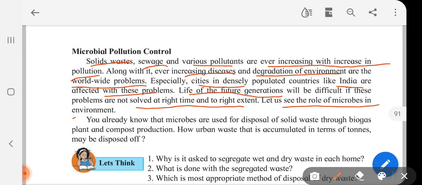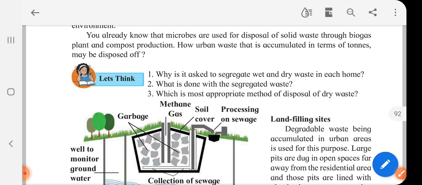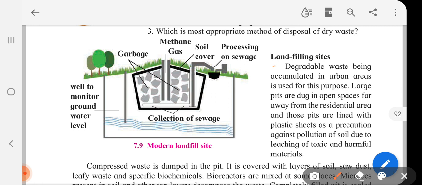Let us see the role of microbes in environment. So with increase in population, with increase in number of pollutants in our environment, and in the densely populated country like ours, cities are facing this problem of pollution on a great extent. So let us see how microbes are going to help us, and they are helping us. So there are different ways to deal with this pollution. Land filling sites is one of them. So you can see in this diagram a modern landfill site.